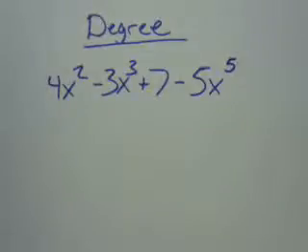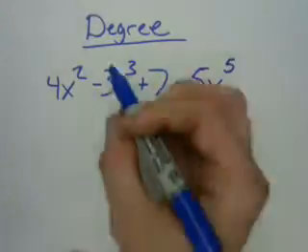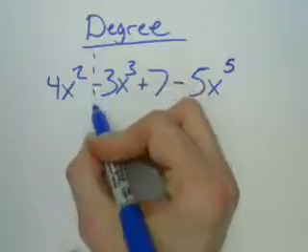So here's a polynomial in front of us: 4x squared minus 3x cubed plus 7 minus 5x to the 5th power. Here we're going to talk about the individual terms first. So we're going to talk about the degree of a term.